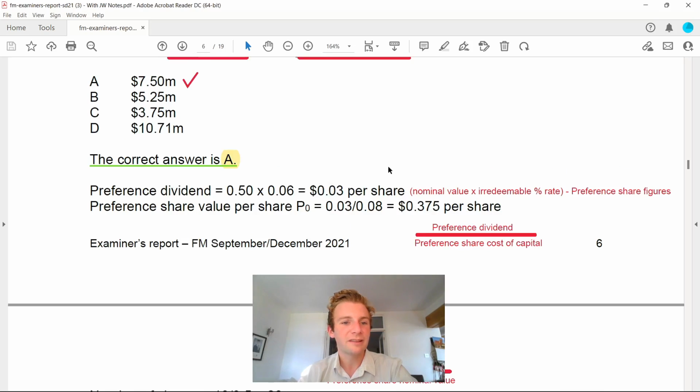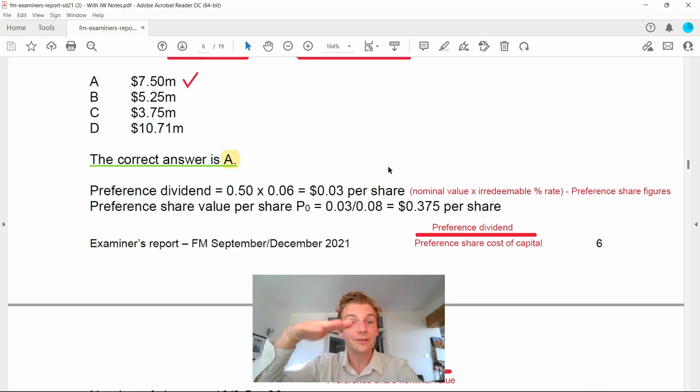And what we're saying there is the preference dividend is equal to 50 cents multiplied by the 6%. So that's the nominal value multiplied by the irredeemable rate. So that's the preference shares figure. And then finally on there, to actually get the preference share value per share, this is a formula not given to you in the exam.